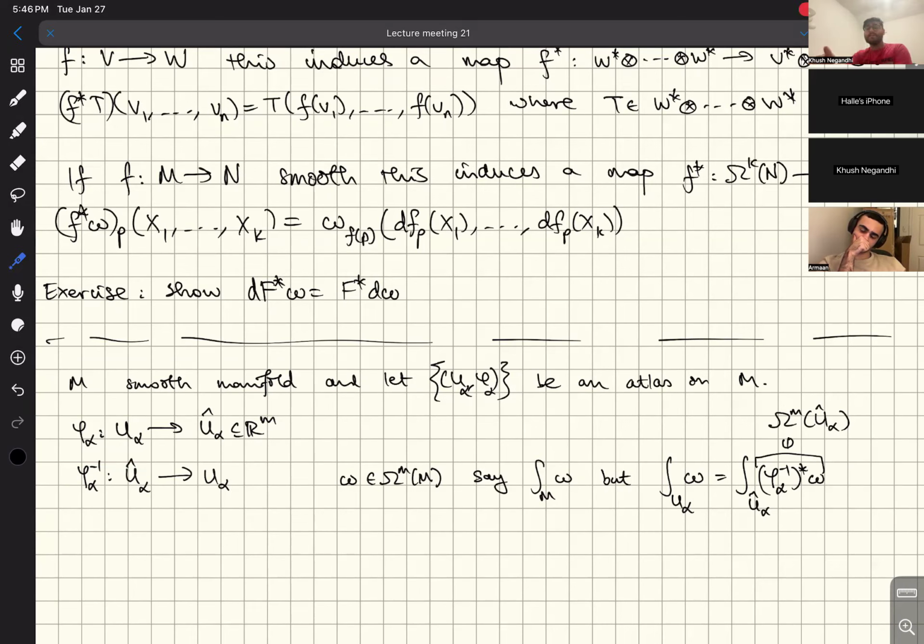But when you're pulling back, every point has an image. And the image of every point is unique, right? So pulling back doesn't require bijectivity whatsoever. Pushing forward does.